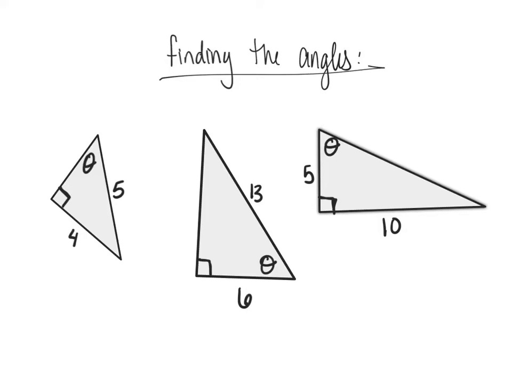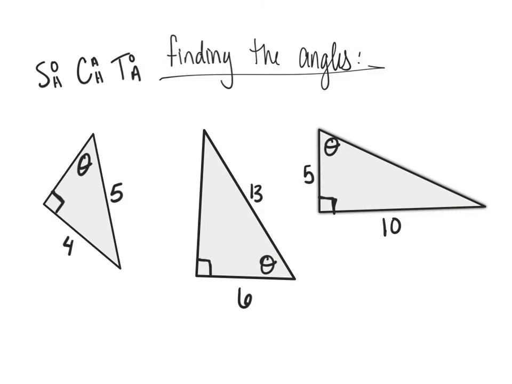In this video, we're going to be looking at how to find the angles in right triangles when I know two side lengths. I'm going to keep this SOHCAHTOA written out to help me remember which angles and ratios go together. First, I'm going to look at this triangle on the left.